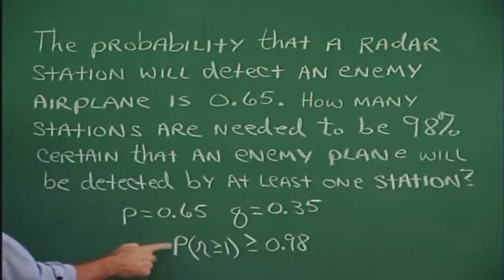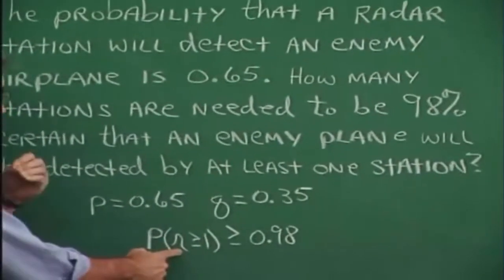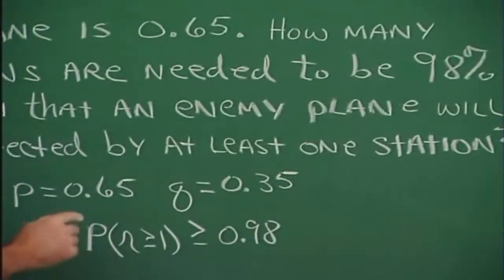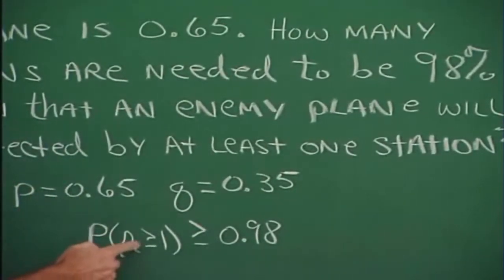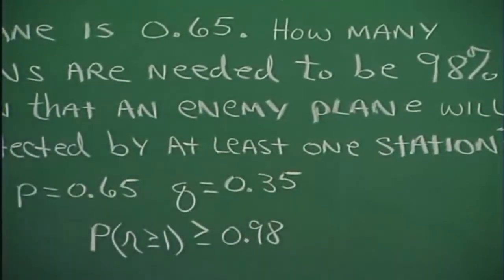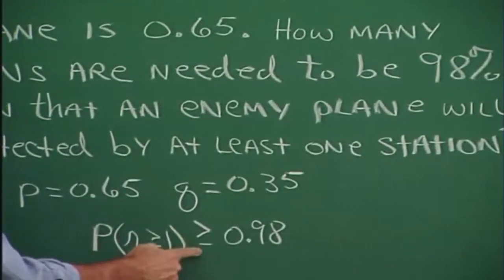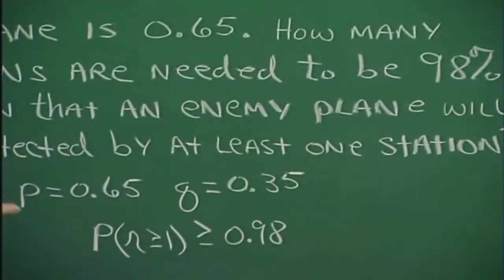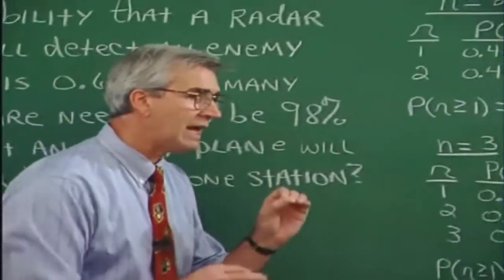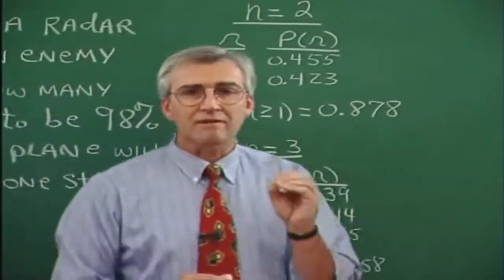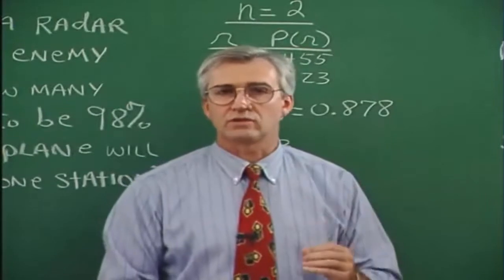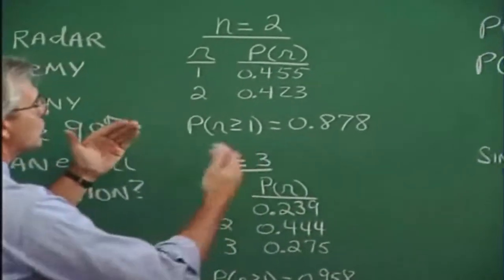Now we want the probability of at least one radar station detecting the enemy aircraft. We want that R value to be greater than or equal to 1. One, maybe more, stations are detecting the aircraft. We want that probability to be greater than or equal to 0.98. Now again, as in the problem before, we could take a rather direct approach and say, do we have this kind of assurance if we have just 2 stations or 3 stations or 4 stations or whatever? And that process would work like this.